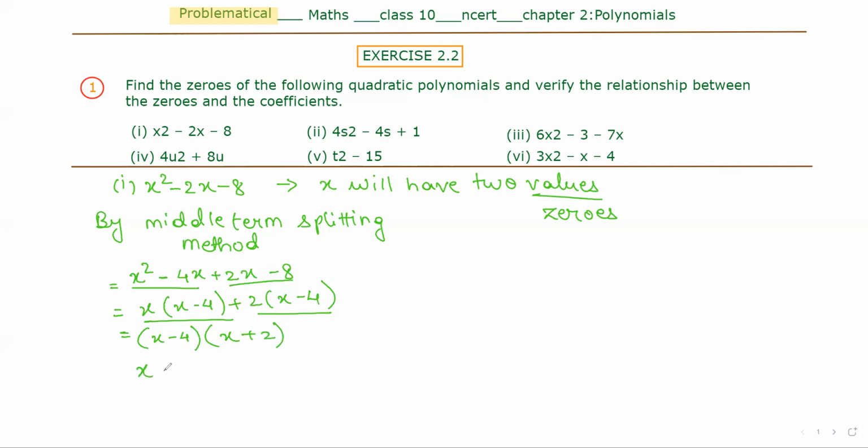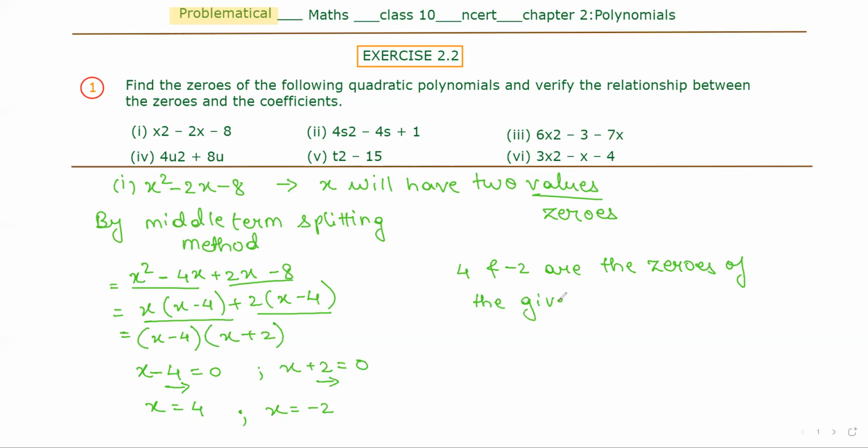Equating each of these expressions with 0, you get, taking minus 4 to the right hand side and 2 to the right hand side respectively, x is equal to 4 and x is equal to minus 2. So 4 and minus 2 are the zeros of the given expression. Instead of expression, you can write quadratic polynomial.